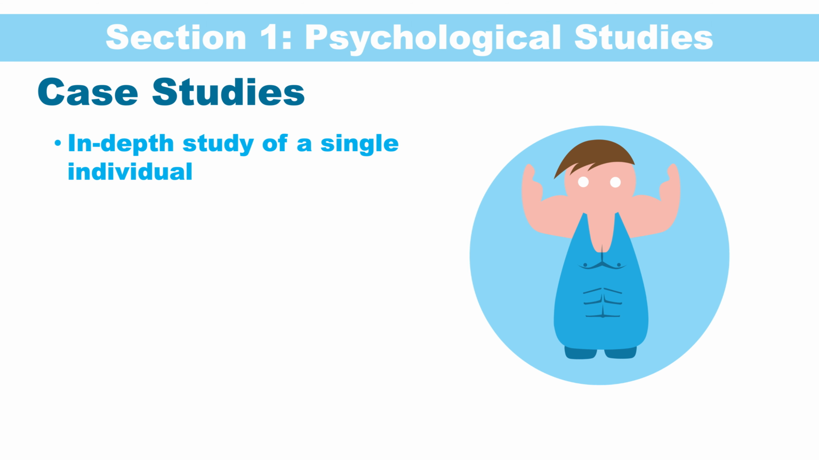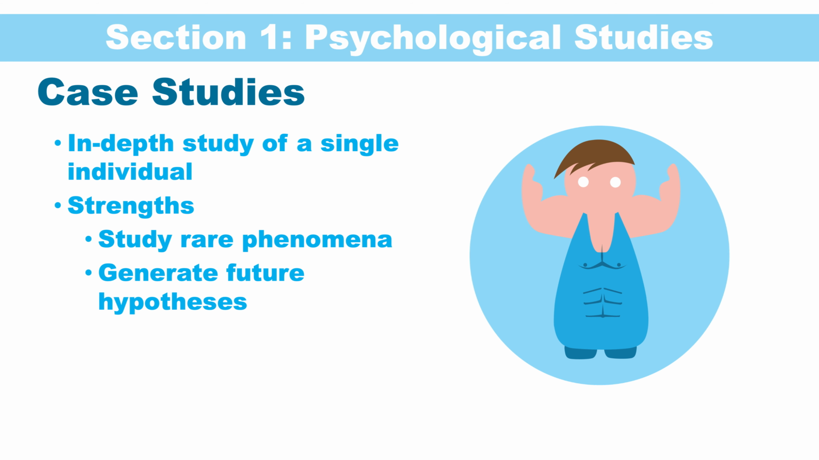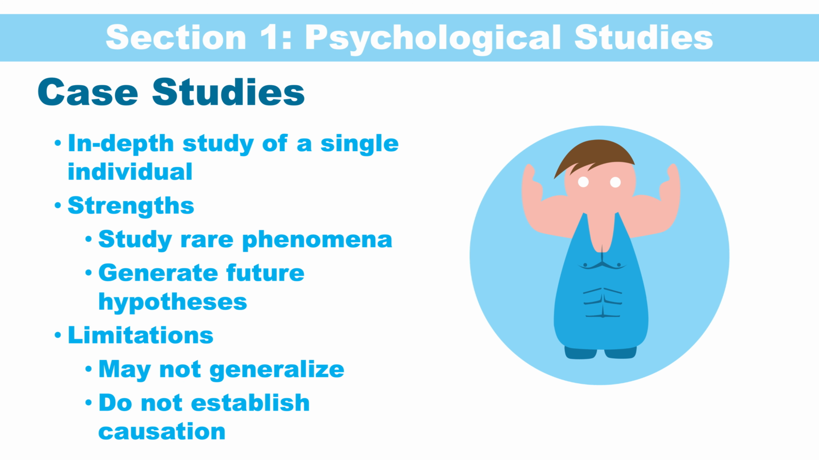Starting with case studies. Case studies involve in-depth investigations of a single individual, group, organization, or event. In the power balance example, the balance demonstration is essentially a case study because it only focuses on one person. Some strengths for case studies is that they often allow for detailed exploration of unique or sometimes rare phenomena, and they're often used to generate hypotheses for further research. But some limitations include that findings from case studies might not generalize to other people or situations. They don't allow us to establish causation.